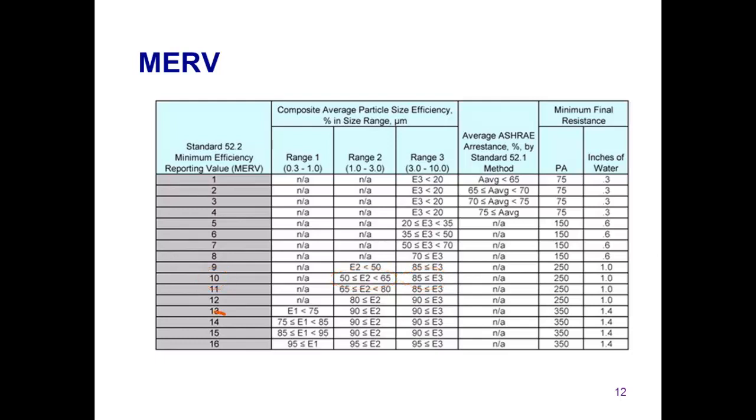In contrast, a MERV 14 filter would have efficiency between 75 and 85% for a smaller particle size range between 0.3 and 1 micrometer in diameter, and greater than 90% efficiency for particles 1 to 3 and 3 to 10 micrometers in diameter. Most filters sold today will have a MERV rating if they are used as ventilation filters. The filters used in swine barns should have these ratings.